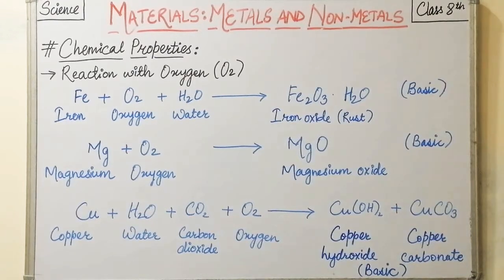This we can test with the help of a litmus paper. When we add some water to the end product and form a solution, by inserting a red litmus paper, we can observe that the red litmus paper will turn blue in color. That means all the metal oxides are basic in nature.